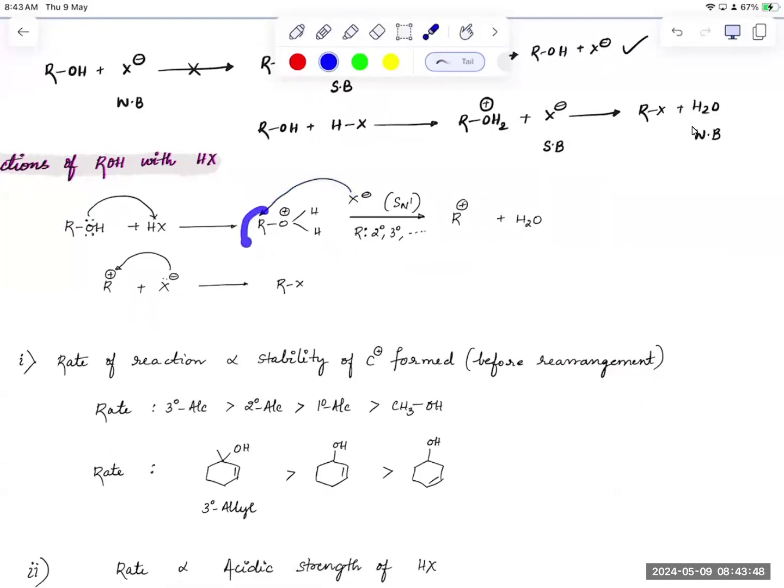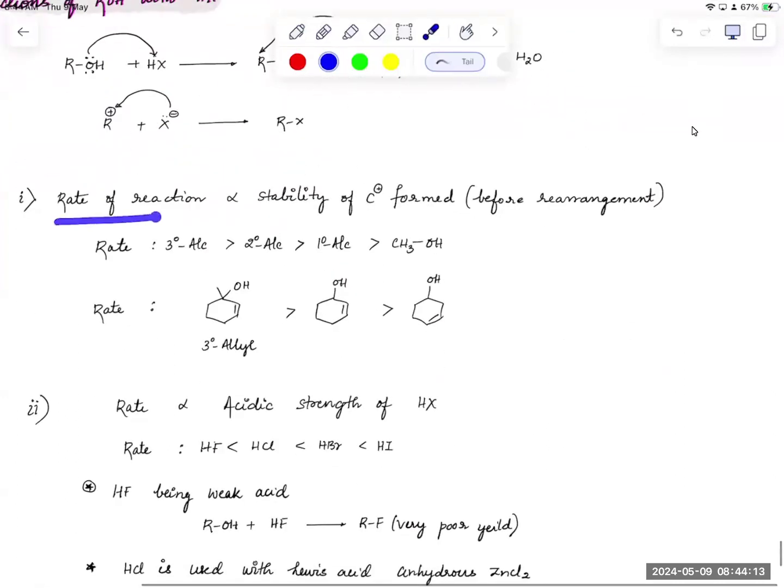Now, whether this will form a carbocation or not depends upon the R value. If R is secondary, tertiary, allyl, or benzyl, which will make the carbocation stable, then we'll get R plus and water will come out. And on the R plus, X minus will attack. If the R group is primary or methyl, then SN2 will happen.